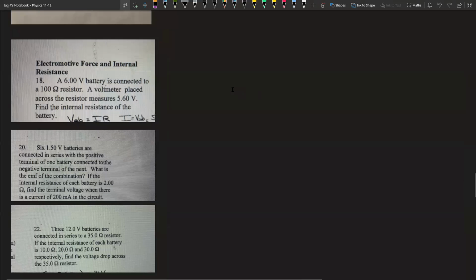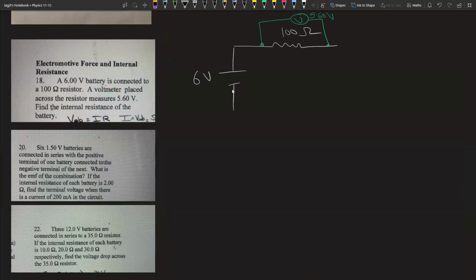Okay, so now let's have a look at this question. The question says you have a 6-volt battery that is connected to a 100 ohm resistor. So we have a battery, and this is 6 volts. It's connected to a 100 ohm resistor, so we have a 100 ohm resistor here. The voltmeter is placed across the resistor. It measures 5.60 volts. So you took a voltmeter across this resistor, and this voltmeter is reading 5.60 volts. What this is reading is the voltage drop across this resistor, meaning 5.60 volts have dropped across this resistor.